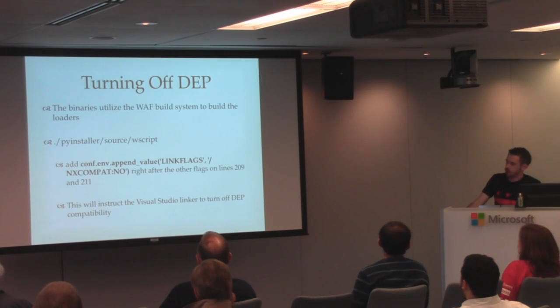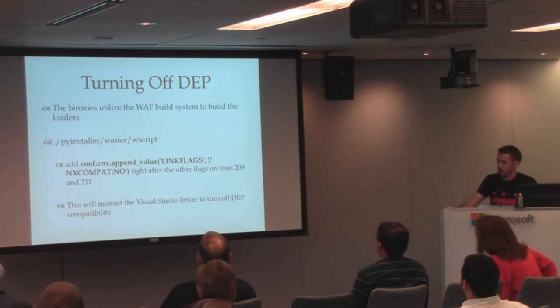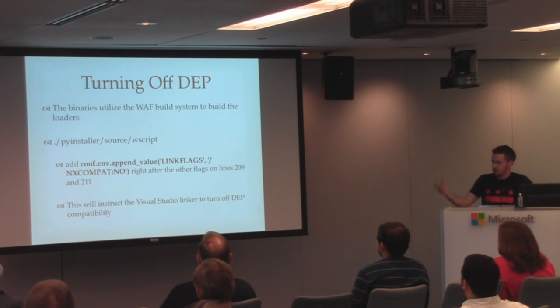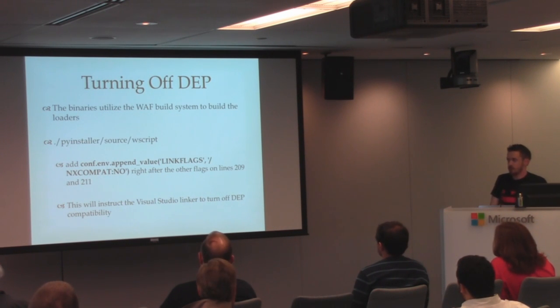The binaries actually use this really wonky build system called WAF. They have these wscripts there, and it took a while figuring out how the heck this actually worked. But you can add this particular flag right there, linkflags, /NXCOMPAT:NO, which turns off DEP. We give you the line and everything, and in that blog post we tell you in detail how you actually do it. This will instruct the Visual Studio linker to turn off the opt-in DEP compatibility.